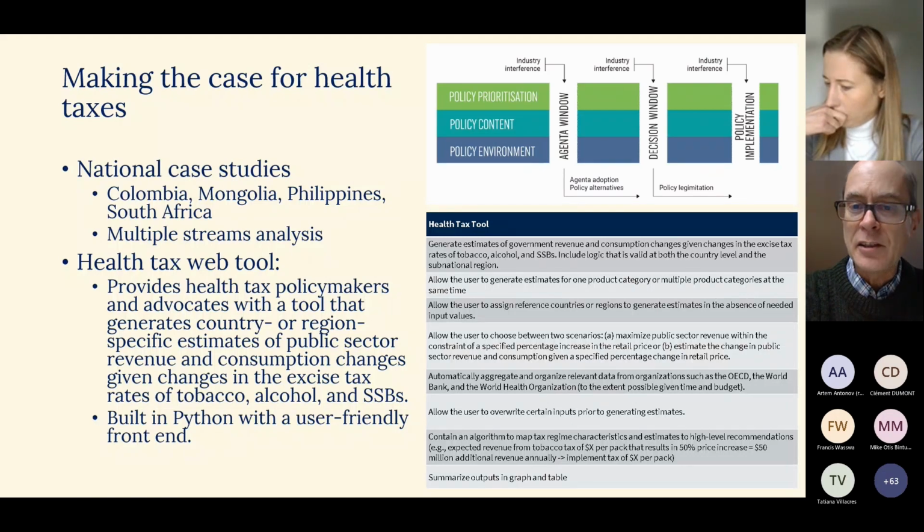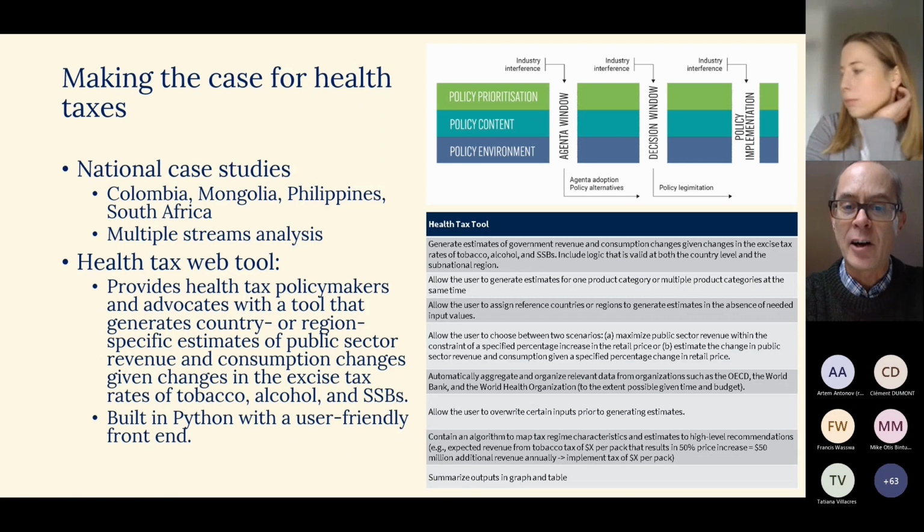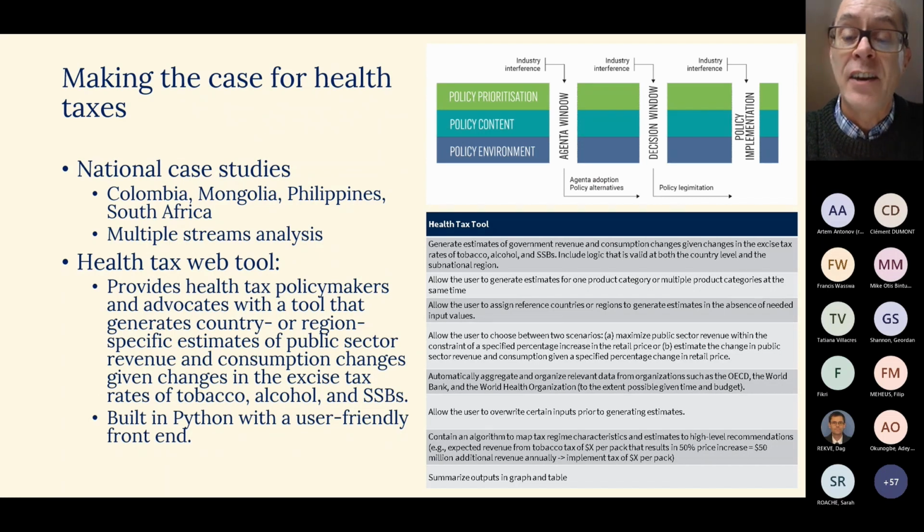Now, in each of these phases, and I'll bring your attention to the upper right-hand corner of this slide, policy prioritization, content, and environment, there is what's commonly thought of as a window, for example, to get a policy on the agenda. It's the first window: a window to get a policy considered as a legitimate response to that problem on the agenda, and then a window for implementation. And at each of these phases, it's important to bring in a stakeholder-driven approach where notably there are promoters and also detractors. And we commonly think in the health taxes framework of this as industry interference.